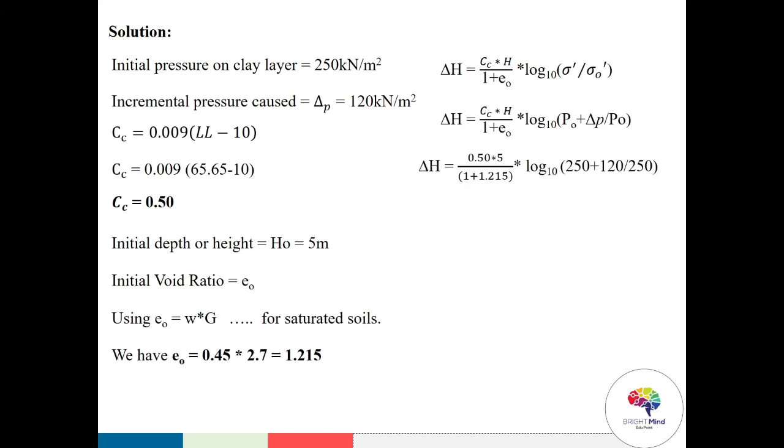So substituting the values, in place of Cc I have substituted 0.5, which was calculated. Thickness of clay layer is 5 meters. 1 plus e naught is 2.215, into log to the base 10 of 370 upon 250. So upon calculation and further simplification, delta H comes out to be 2.5 divided by 2.215 into log to the base 10 of 1.48. So the final value of delta H comes out to be 0.1921 meters, that is 19.21 centimeters.